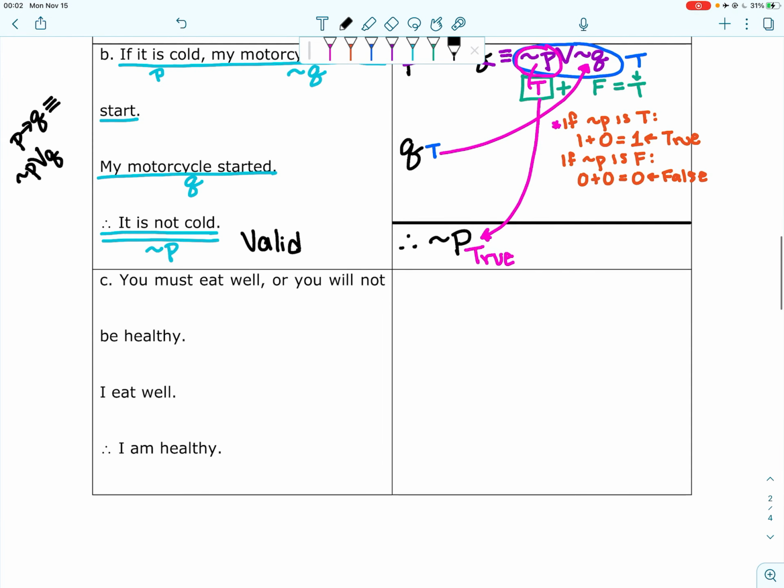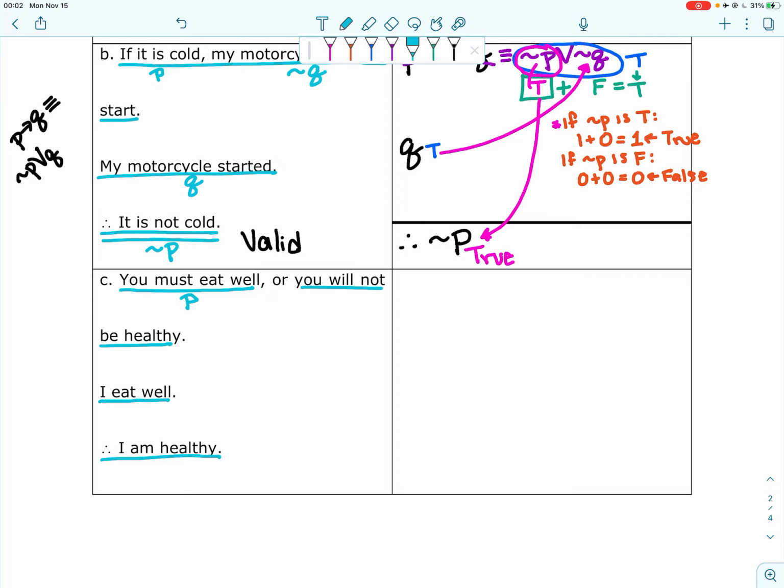Let's look at C, going through the same process again. You must eat well, or you will not be healthy. I eat well, therefore I am healthy. So I have: you must eat well, or you will not be healthy. I eat well, therefore I am healthy.